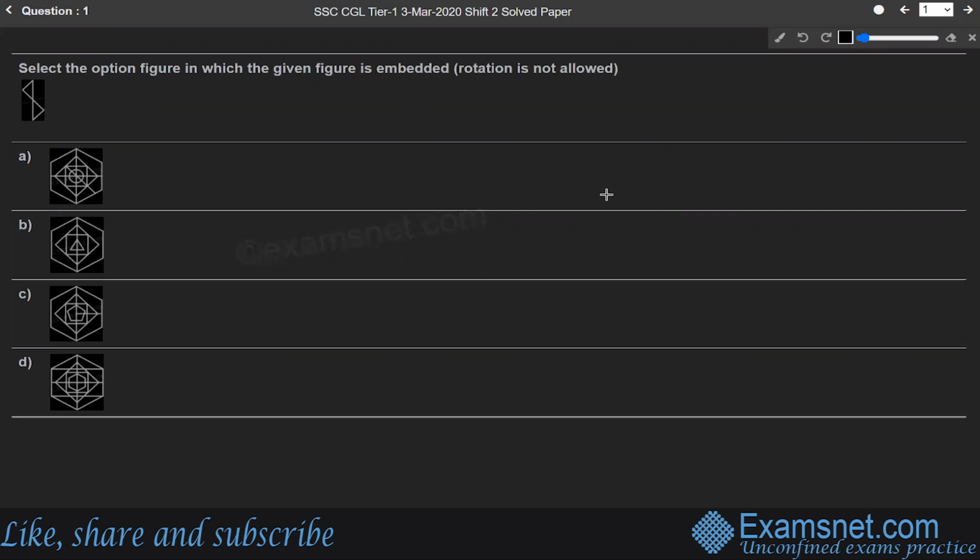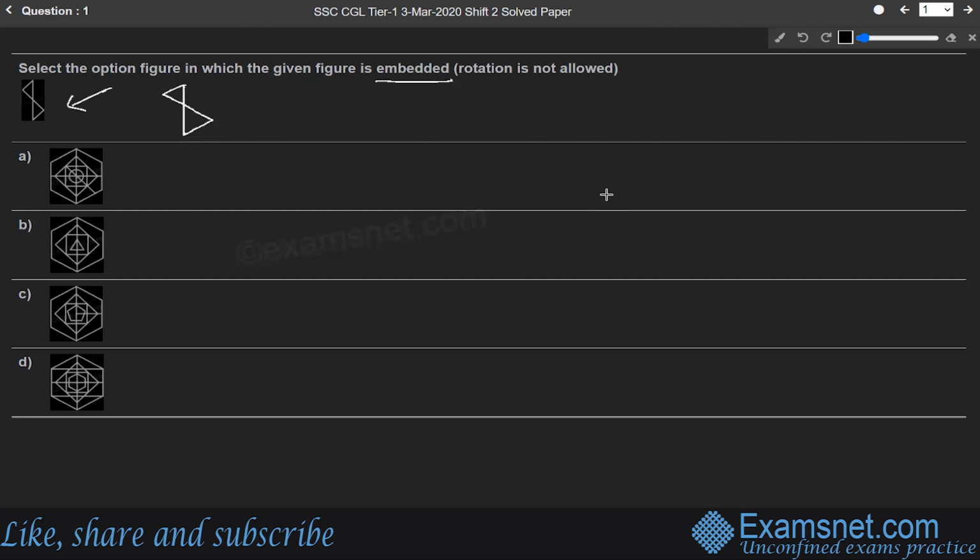First question is select the option figure in which the given figure is embedded. Also, it is given that rotation is not allowed. So, what do you mean by the word embedded here? Embedded means that this given figure is simply hidden in one of the given options and we have to find that correct option. So, you can see that the figure is in this way. So we have to find this figure in one of these given options. It is hidden here. So let us look at all the options one by one.